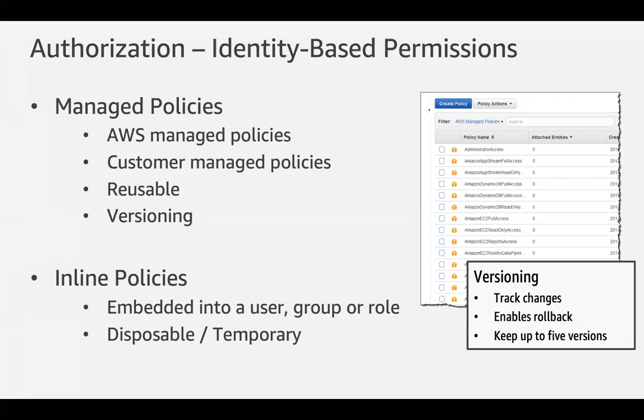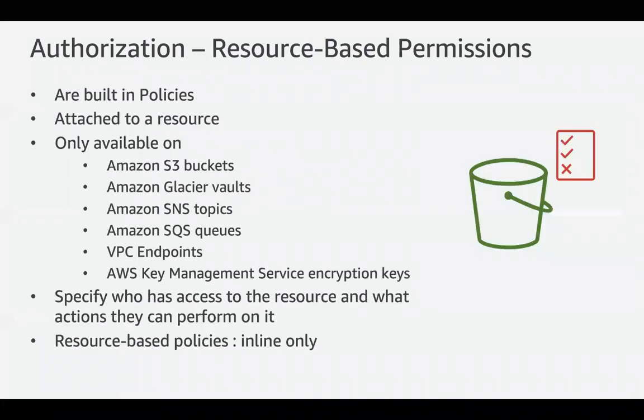And versioning: you can track changes, and it enables rollback of policies. You can keep up to 5 versions of the policies, just in case you make some changes and realize it's breaking your production system and your users are complaining about not being able to access certain things, or you have given too many permissions to users who are misusing the system. You can immediately revert it back to the previous version.